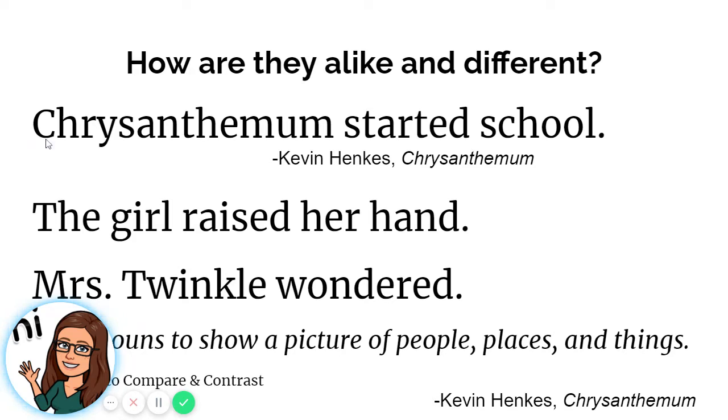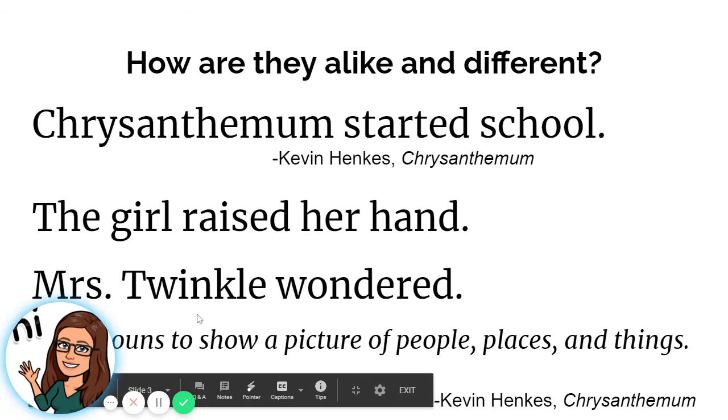So Miss Davis is going to read the sentences again to you. Sentence number 1 said, Chrysanthemum started school. Sentence number 2, the girl raised her hand. And sentence number 3, Mrs. Twinkle wondered. Remember, all 3 of those sentences were from our story that we read, Chrysanthemum.